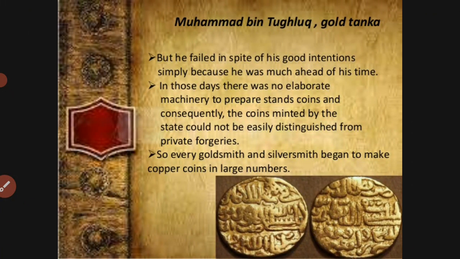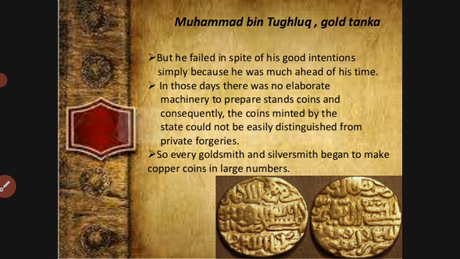So he ordered a reshift of the capital. He again ordered that his capital is going to be Delhi. All the people who had gone to Daulatabad were asked to move back to Delhi. So this plan also failed. So his next plan was the introduction of a token currency.